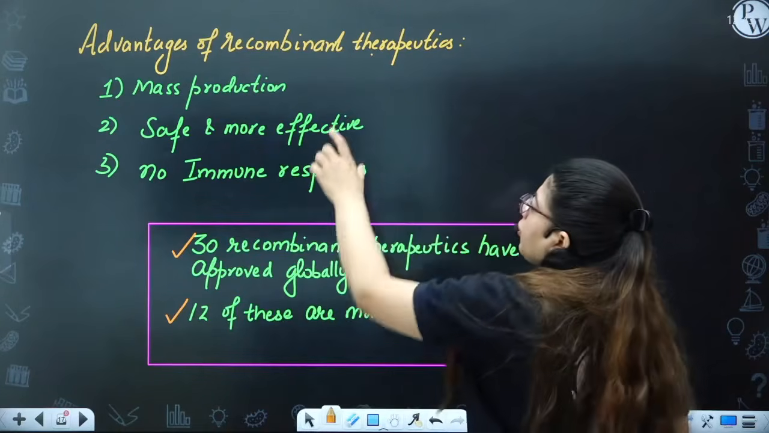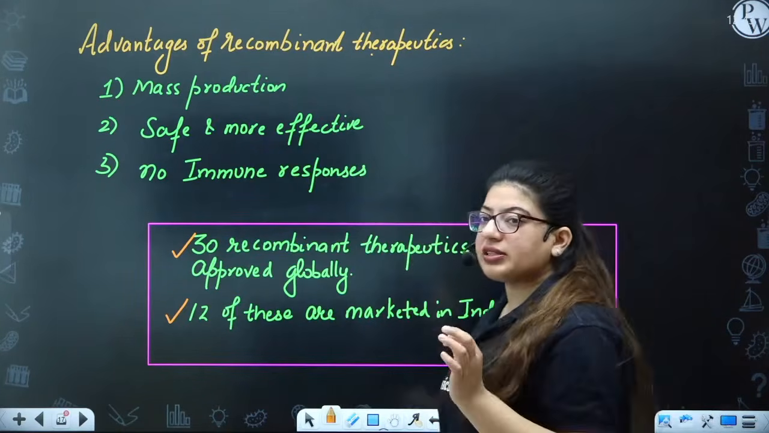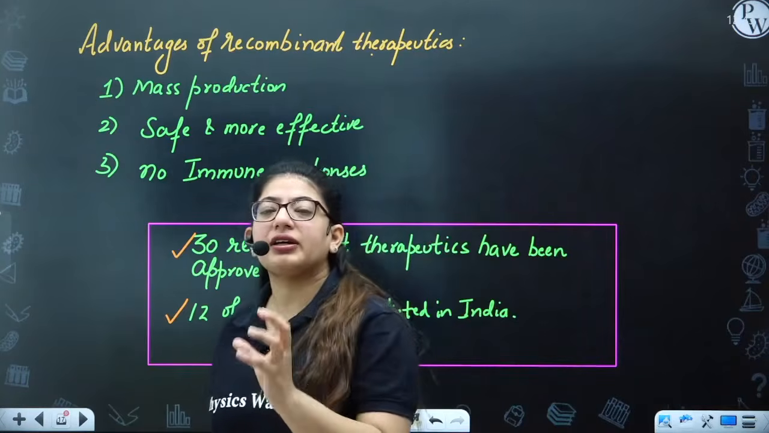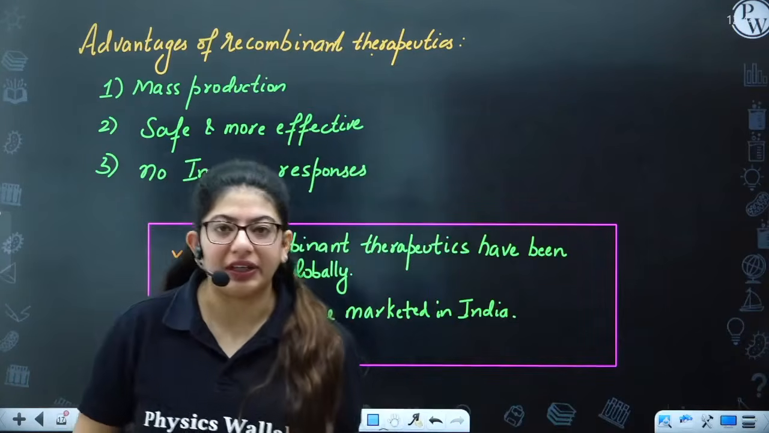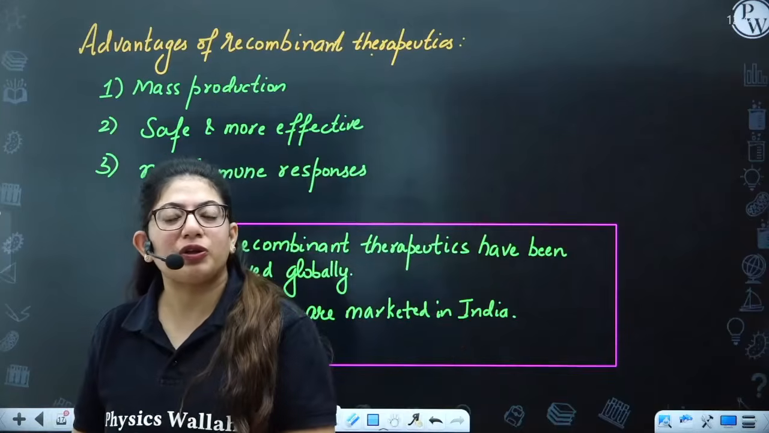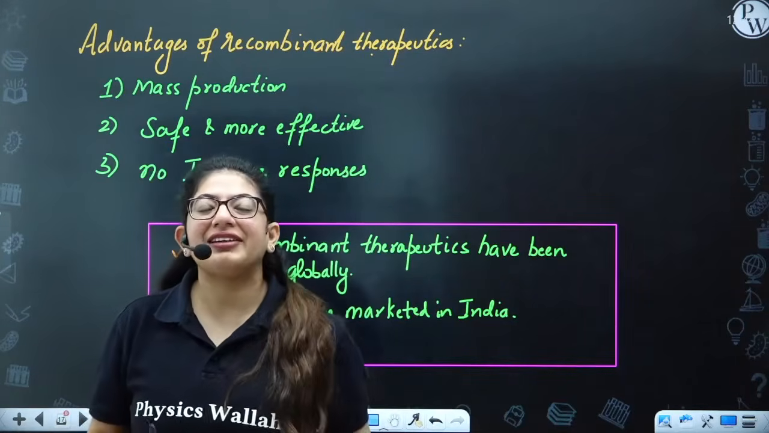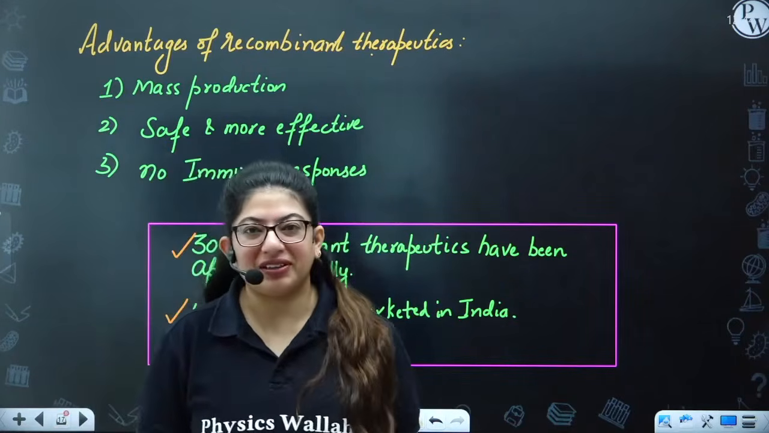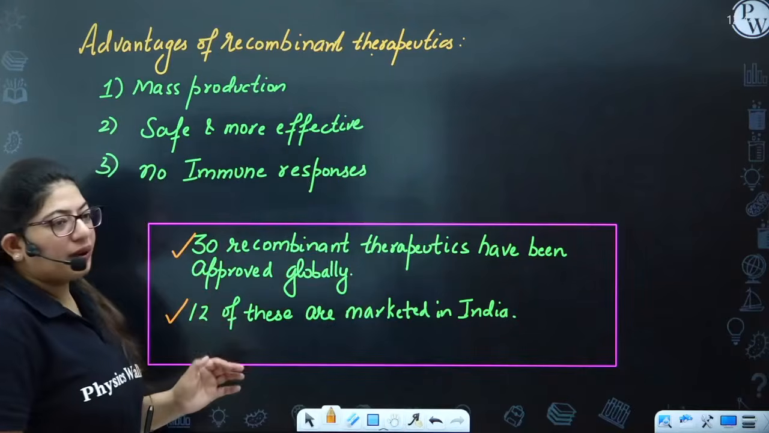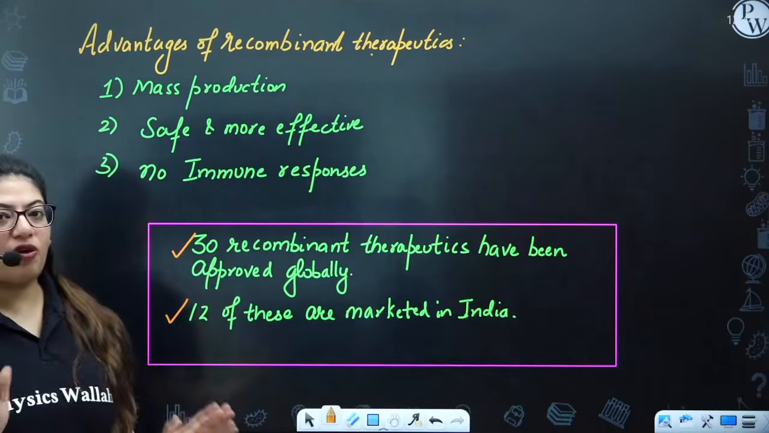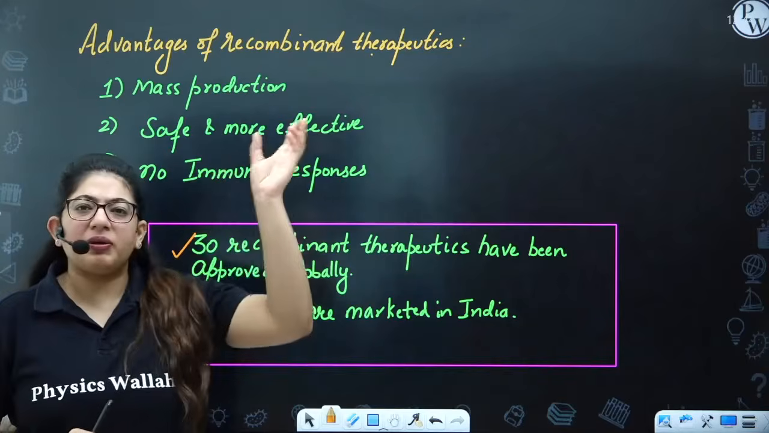If I'm talking about recombinant therapeutics, what does it mean? It means you are making a therapeutic with the help of recombinant DNA. So the therapeutic which is formed by this recombinant DNA technology, you call them recombinant therapeutics. Worldwide, around 30 recombinant therapeutics have already been made this way, and people out there are using them.